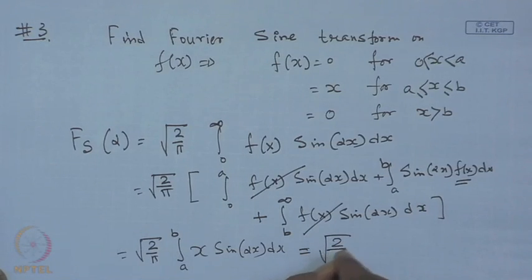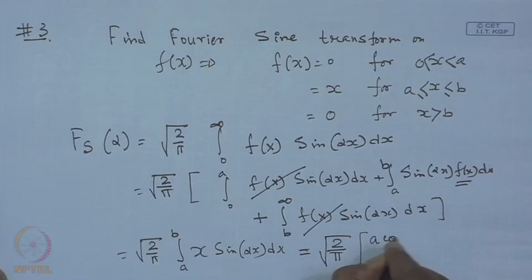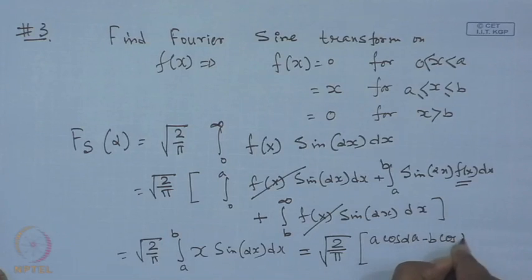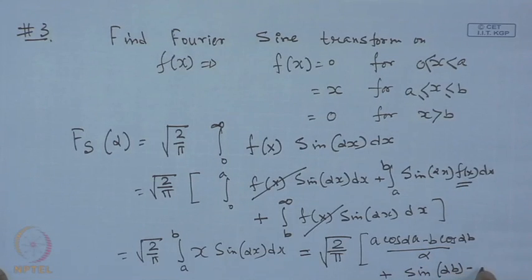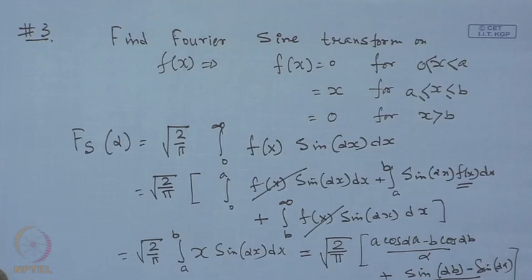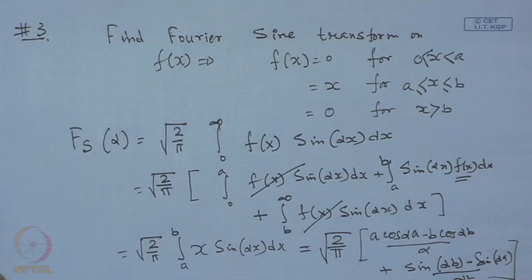So, this will be root over 2 by pi times (a cos alpha a minus b cos alpha b) divided by alpha, plus (sin alpha b minus sin alpha a) divided by alpha square. So, that is the Fourier sine transform of f(x).